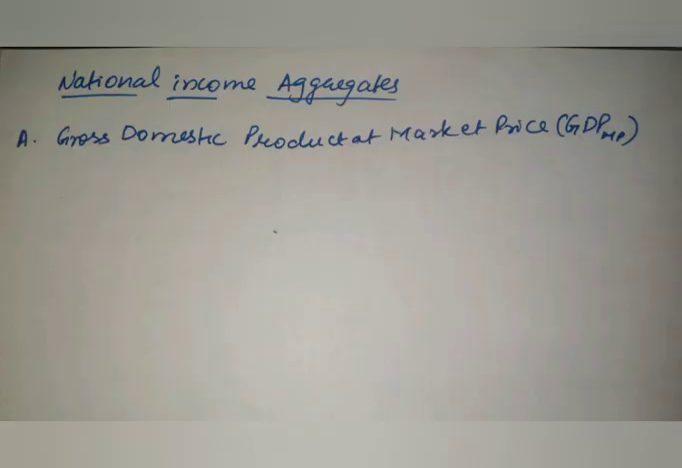The first aggregate of national income is gross domestic product at market price. We write it as GDP MP, with MP written in subscript. GDP MP is the sum total of the market value of all final goods and services produced in the domestic territory of a country during a year.